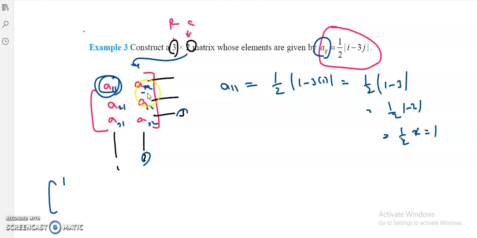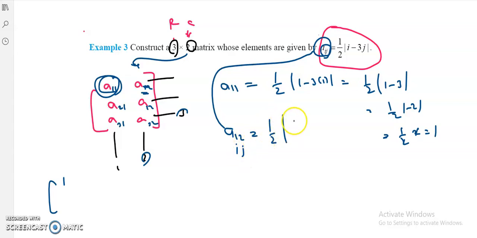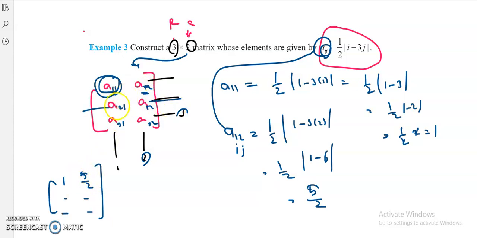And next, coming to a suffix 12. If I compare both these two, in the place of i, 1 is there. In the place of j, 2 is there. So after substitution, 1 minus 3 into 2, that becomes 1 by 2, modulus of 1 minus 6. So that becomes 5 by 2. That means here the first row and second column element is 5 by 2. So like that you can calculate the elements of all of these.